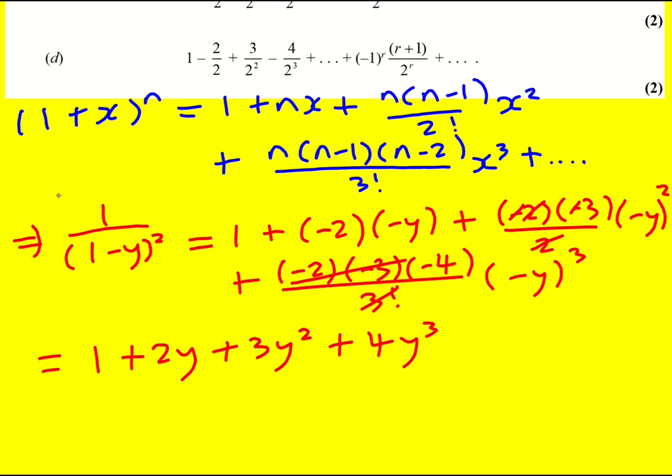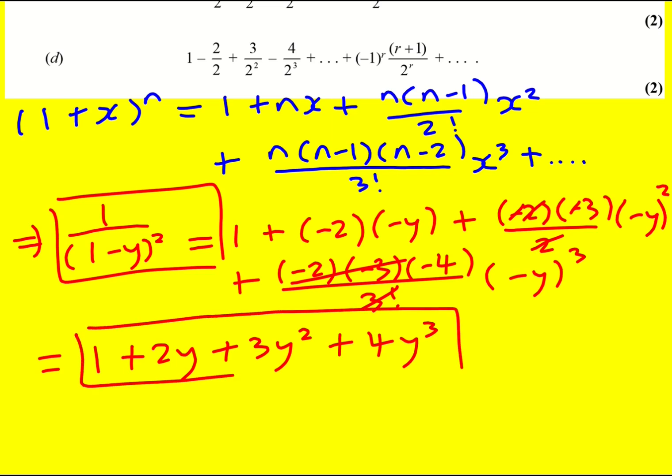cubed. Actually, this comes up more often than you think in AEA papers. I think it's come up twice already in previous papers, so it's one to become familiar with because you get this nice pattern 1, 2, 3, 4.